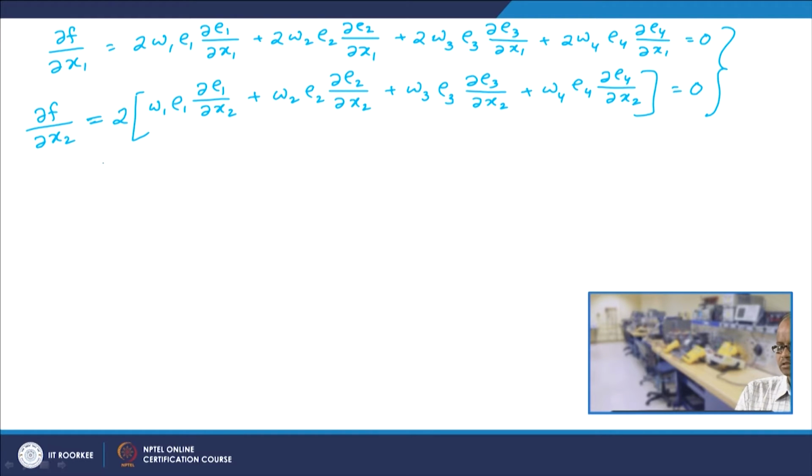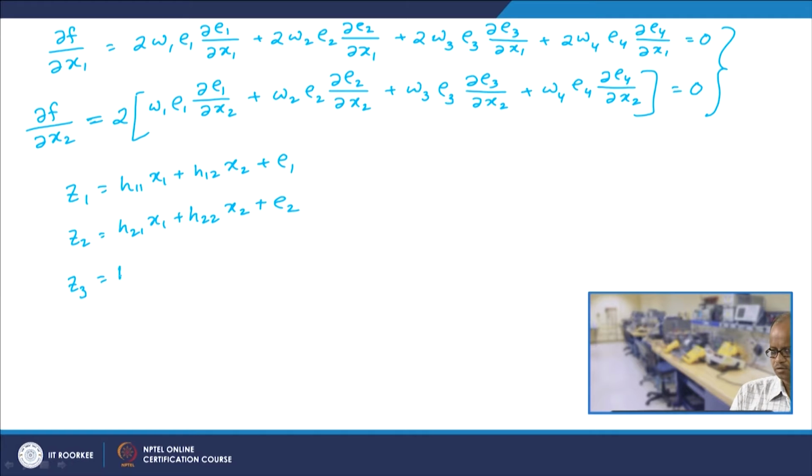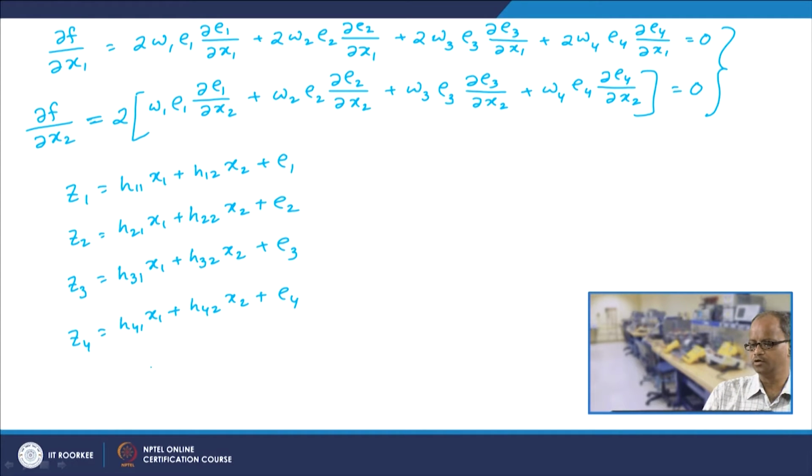Now, what is del E1 by del x1? We have Z1 is equal to H11 x1 plus H12 x2 plus E1, and Z2 is equal to H21 x1 plus H22 x2 plus E2. Z3 is equal to H31 x1 plus H32 x2 plus E3. Z4 is equal to H41 x1 plus H42 x2 plus E4. So, if I do del E1 by del x1, what will I get?